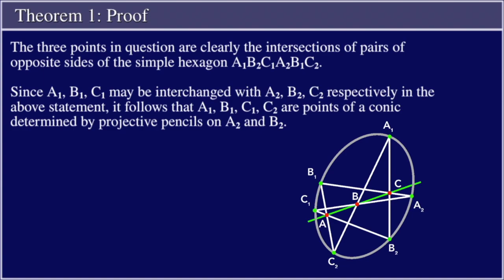The 3 points in question are clearly the intersection of pairs of opposite sides of the simple hexagon A1 B2 C1 A2 B1 C2. Since A1 B1 C1 may be interchanged with A2 B2 C2 respectively in the above statement, it follows that A1 B1 C1 C2 are points of a conic determined by projective pencils on A2 and B2.